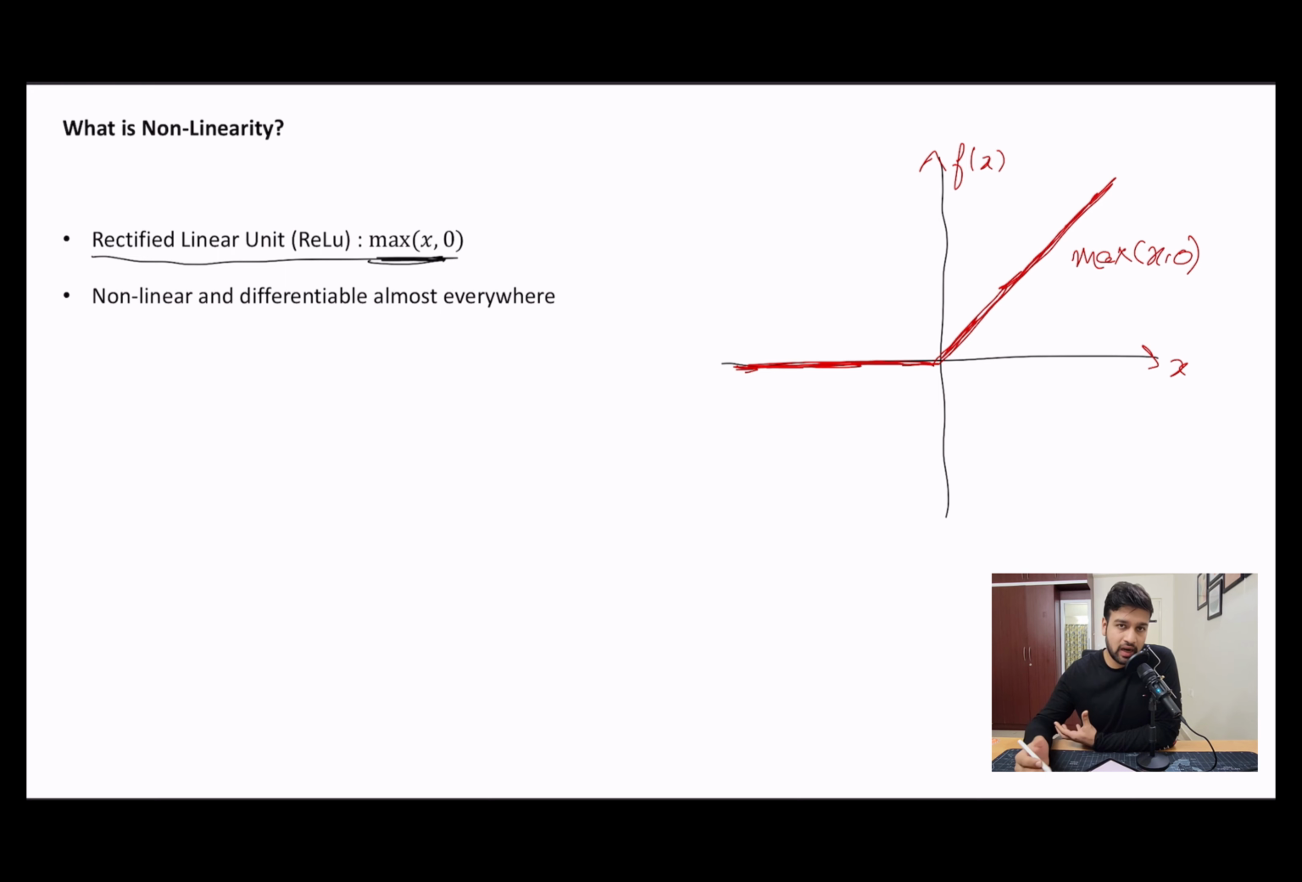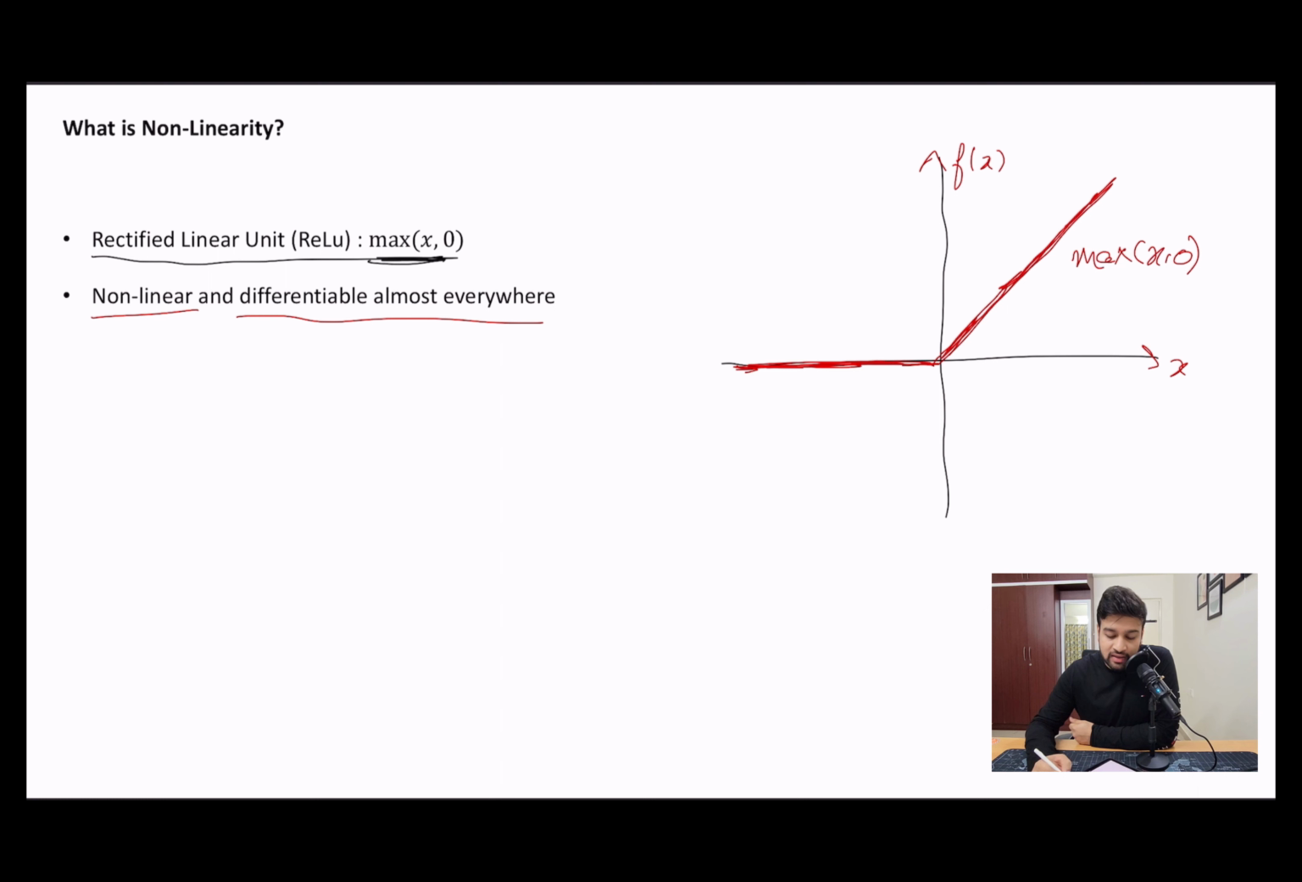So this is what a non-linearity is. One of the properties of a non-linearity is, first, that it should be non-linear, and second, it should be differentiable almost everywhere. So what does almost everywhere mean? There might be a point or two where the function is not differentiable, but for the majority of cases, or for 99.99% of the points, the function should be differentiable.